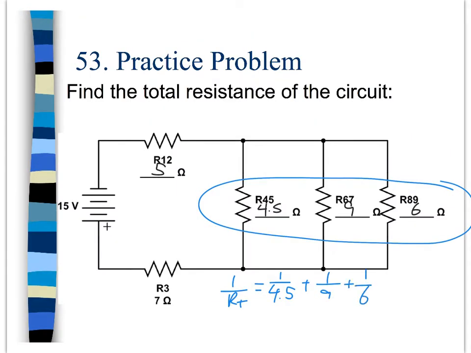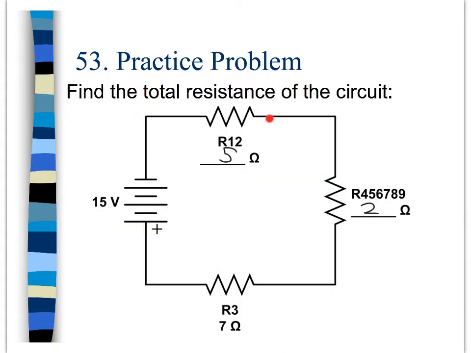So we're going to look for another simple combination that we can combine, and what I see right here is these 3 are all in parallel, so we can combine those. So 1 over RT is going to be 1 over 4.5 plus 1 over 9 plus 1 over 6. And when we solve for that, we end up getting 2 ohms, and so that's going to be R4, 5, 6, 7, 8, 9. The equivalent of those 6 resistors all combined to be a single resistor with 2 ohms. And now we're going to redraw the circuit and look for our next simple combination. So I had my 5 ohm resistor from before, R12. I now have my new resistor, 4, 5, 6, 7, 8, 9, all combined to be a 2 ohm resistor.